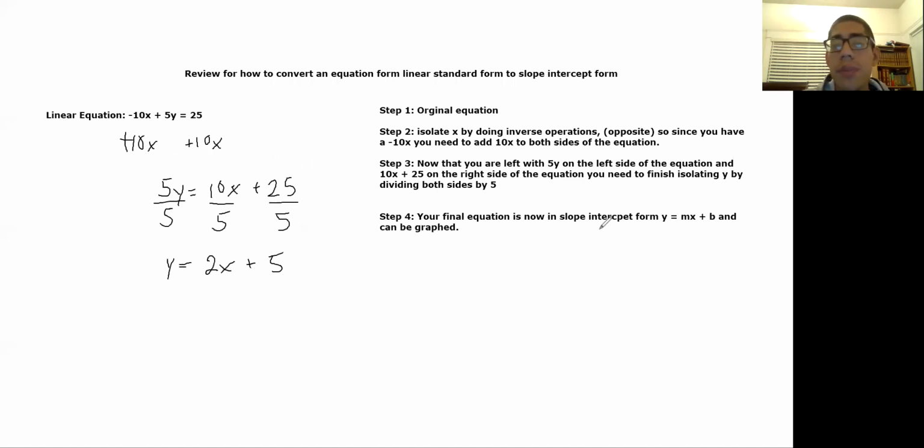to convert an equation from linear to standard form. What I was just saying, right? So let's say you are given a linear equation like what I have here. I have negative 10x plus 5y is equal to 25.